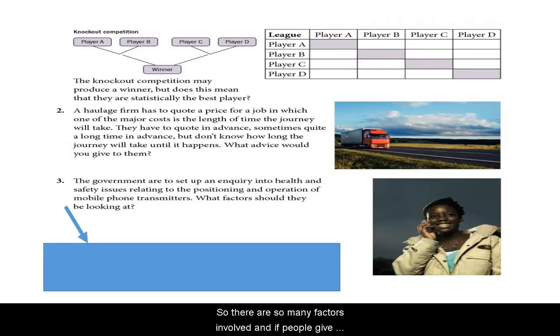There are so many factors involved, and if people give inconclusive information, then there is a possibility that the final conclusion you arrive at is not correct. And that is why we now need a more statistical way of handling such problems.